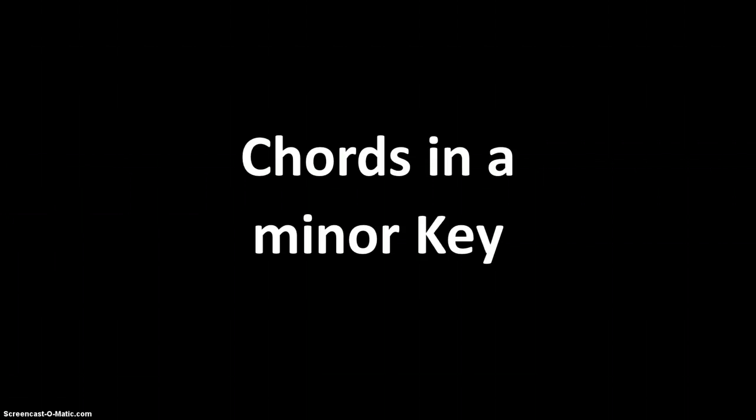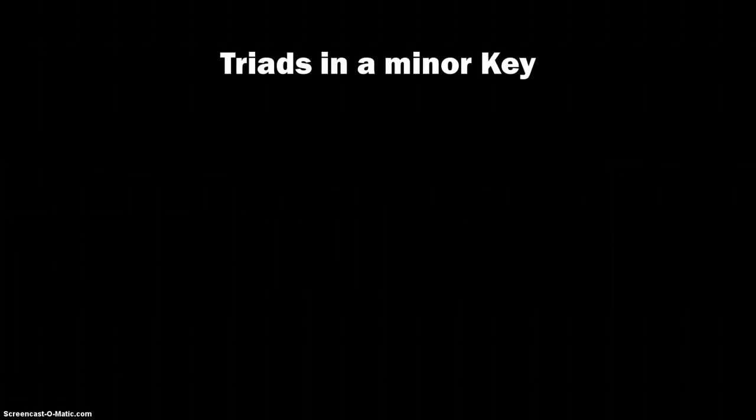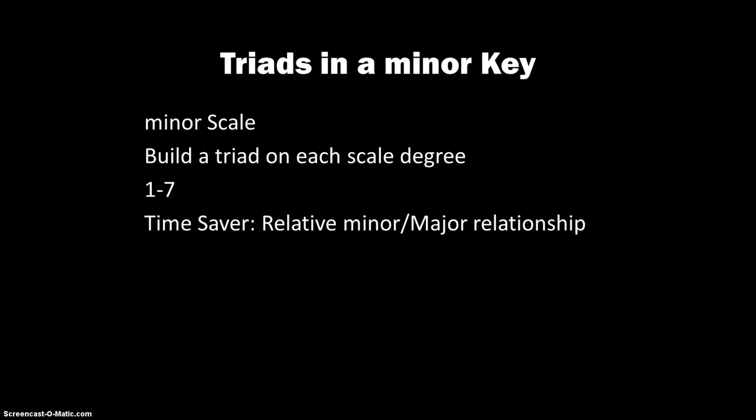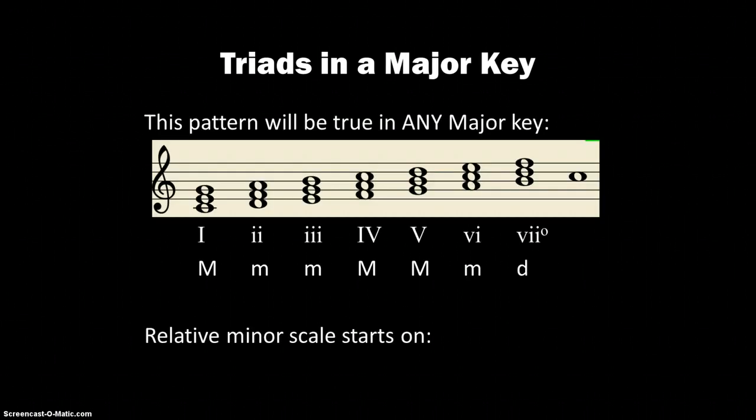This presentation discusses chords in a minor key. Starting with triads in a minor key, we would focus on the minor scale, the natural minor scale. We would build a triad on each scale degree and analyze what kind of triad it was on 1 through 7. But we've already done that with the major scale.